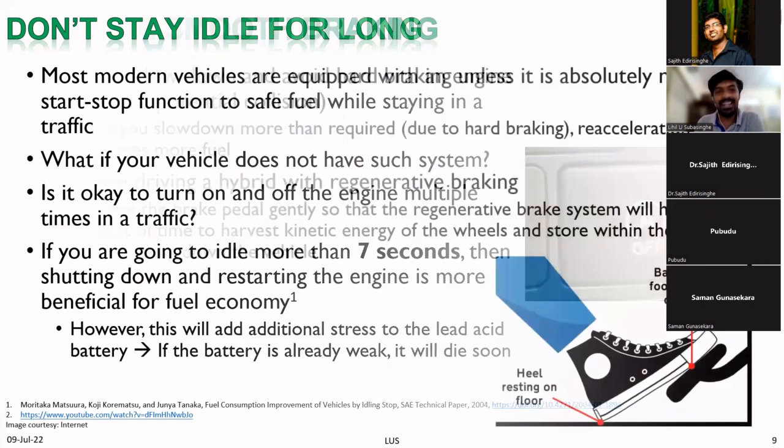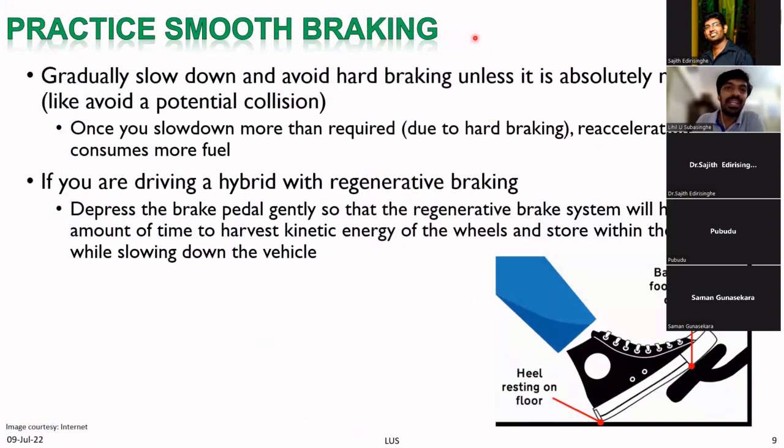Okay, the next one is practice smooth braking. Smooth braking means, if you have a habit of, let's say, seeing an obstacle in front of you with a significant distance between you and the obstacle, and you maintain the same speed, and once you get closer to the obstacle, that is the point that you start applying brakes. That is not actually a very good practice.